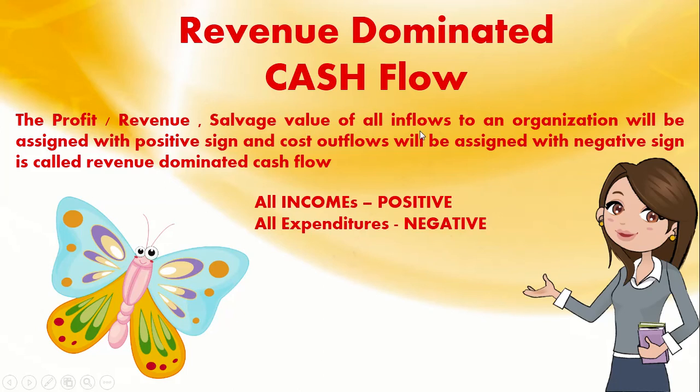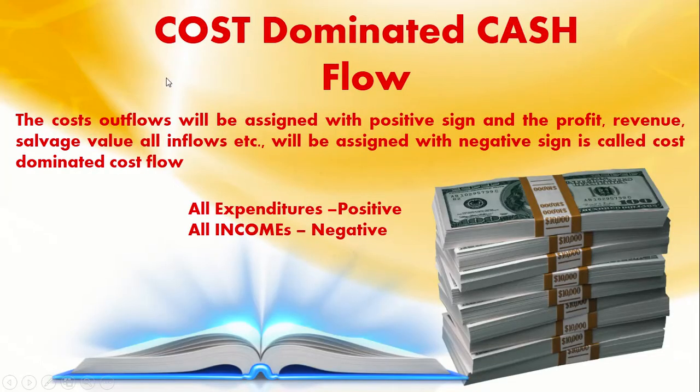Income to an organization will be assigned a positive sign, and cost outflow, which means expenditures, will be assigned a negative sign. This is called a revenue dominated cash flow. While solving the problem, we are going to use these positive and negative signs. This is the revenue dominated cash flow.